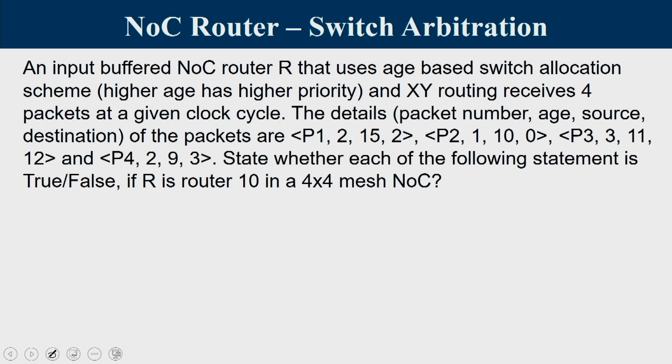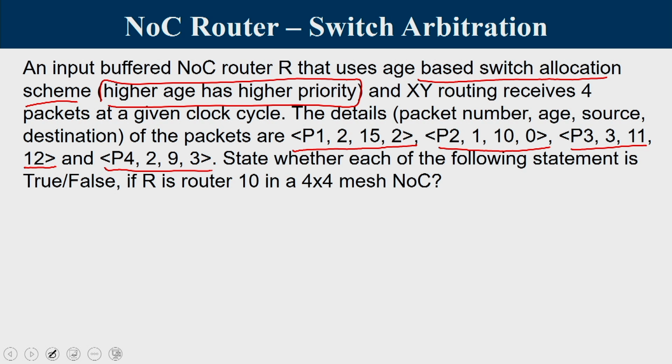Now, the next question is on switch arbitration. An input buffered NoC router R that uses age-based switch allocation scheme. So, age-based means higher age has higher priority, and XY routing receives 4 packets at a given clock cycle. The details, that is packet number, age, source and destination of the packet are, let us say we have a packet P1 2 5 15 2, P2 is 1 10 0, P3 is 3 7 11 12 and P4 is 2 9 3. Let us try to understand what this representation is. You are talking about a router.